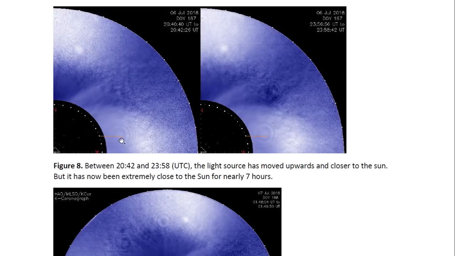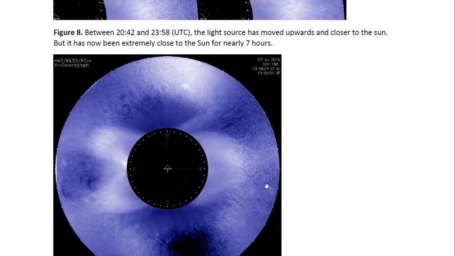If you look at where the end of the red line is in comparison with this bottom first dark ring, you can see that here the red line seems to be closer to it. So the object seems to have moved slightly upwards. And by now it's 7 hours since we first saw it close to the sun.